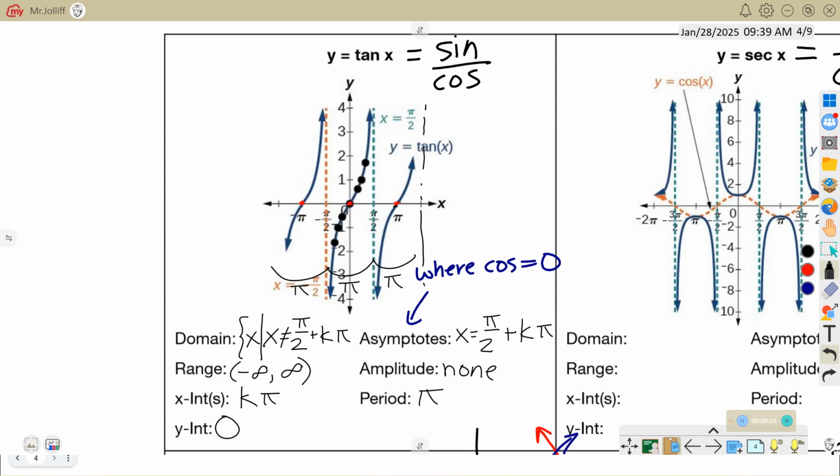That is the worst pi I've ever drawn. I'm sorry. This guy repeats twice as often as our sine and cosine do, because sine and cosine need 2 pi. 1 pi gives you the hill, the second pi gives you the valley. I need the full 2 pi to get the whole cycle. Here, the whole cycle is contained in between asymptotes that are pi apart. And so a full cycle is contained within 1 pi.